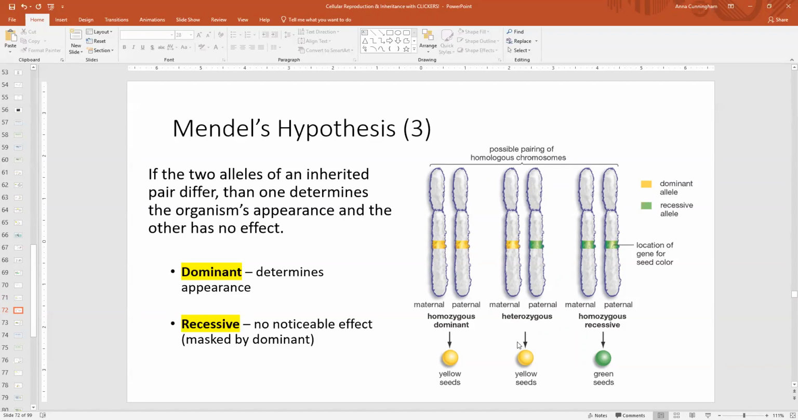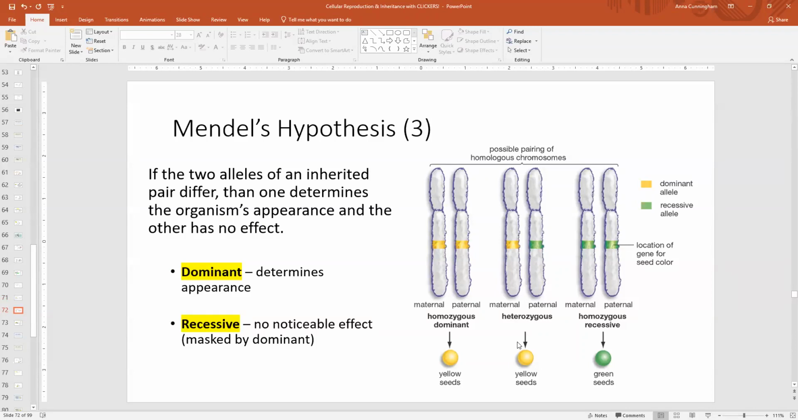On the far right, you see a chromosome pairing. These are homozygous chromosomes, meaning they contain the same alleles. In this case, both chromosomes contain the green allele. So again, there's no other option. If both alleles are coding for green pea color, you're going to get green peas.